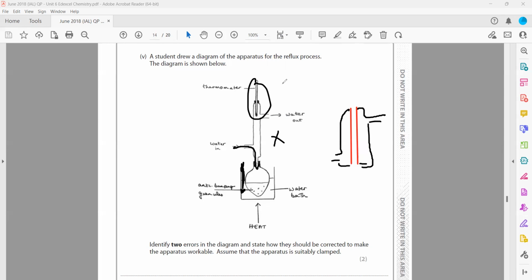So two mistakes. Number one, there's no water jacket or water inlet and outlet. The inner part of the condenser is missing. The second thing, it should not be a sealed condenser. There should be an opening for the vapors to escape. Otherwise, the pressure will be too high. It might explode.